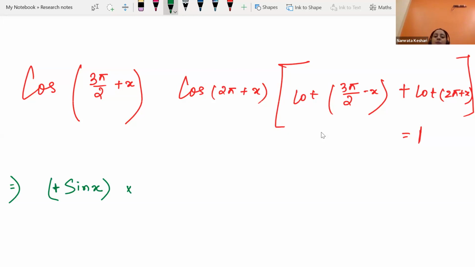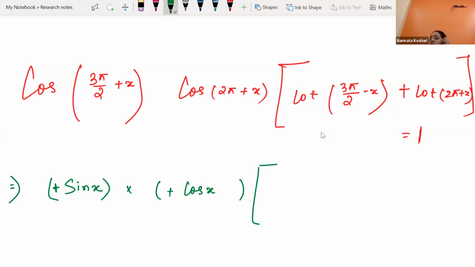Cos 2 pi plus x will be? With pi, 2 pi, the function doesn't change. So cos will remain cos. Now the question is plus cos x or minus cos x. Plus cos x. Let's continue.